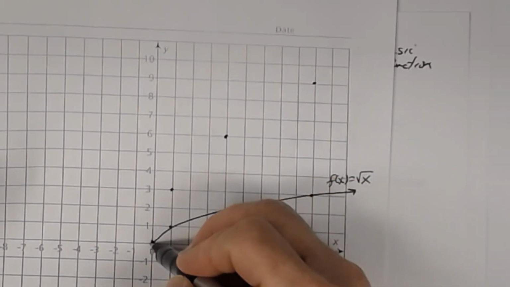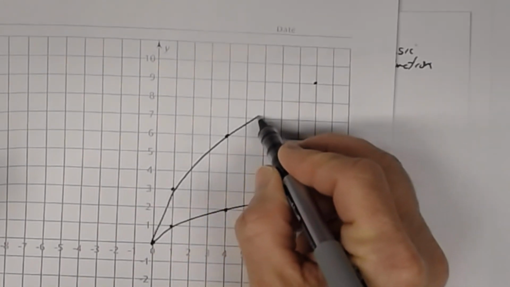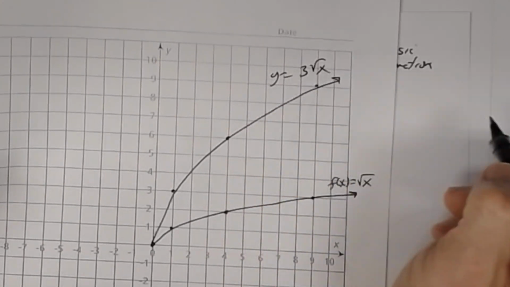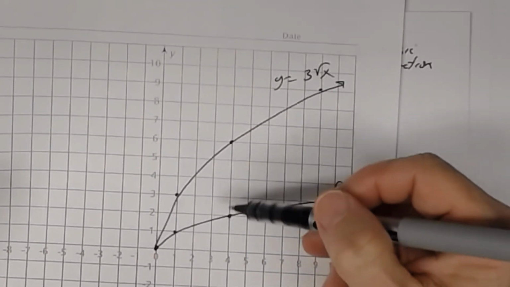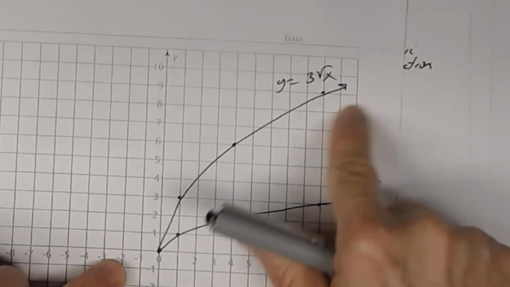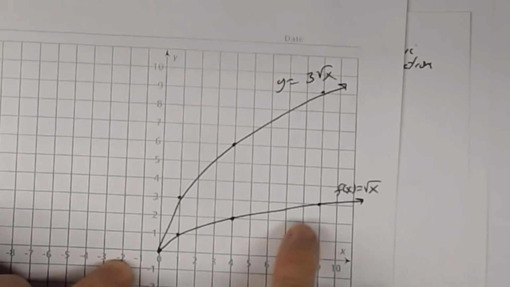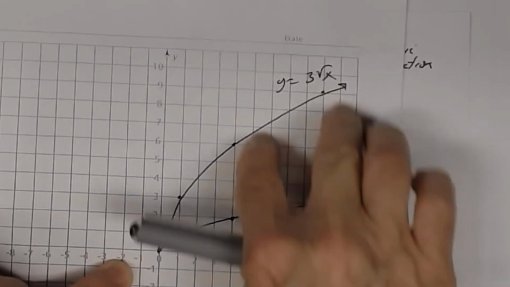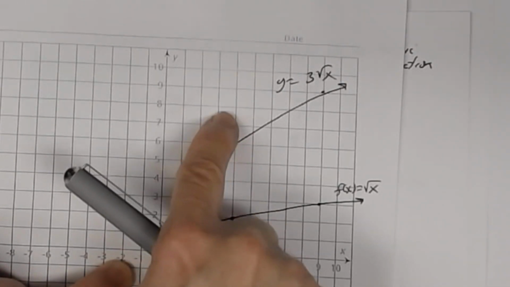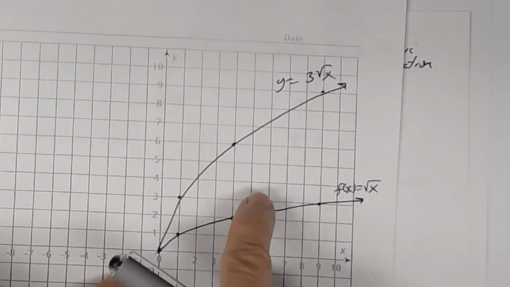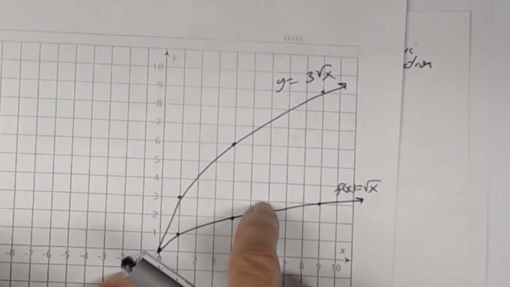So this right here is y equals 3 square root of x. I want you to notice that this graph here is being stretched vertically. So whenever you're moving the graph away from the x-axis, I'm taking the parent function and moving it away from the x-axis. That's called a vertical stretch.